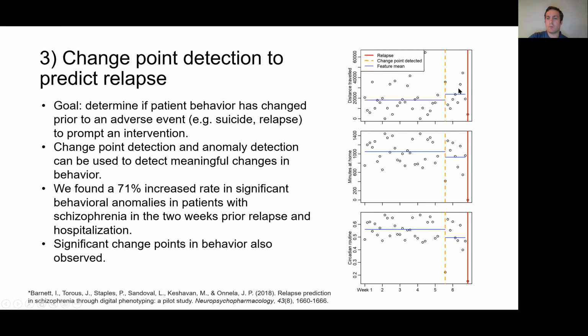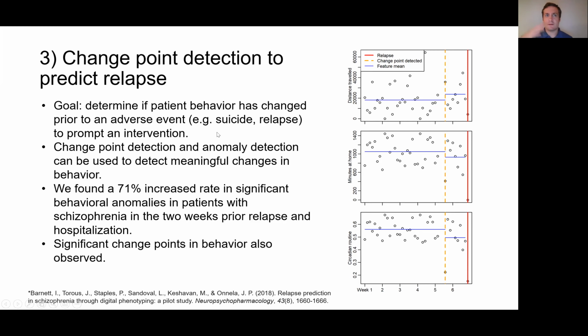I'll give an example here on the right. This is from one patient. These are 3 different digital phenotypes, but the vertical red line is when they were hospitalized. And this is actually in the 7th week of follow-up for them. And the vertical dotted orange line is when we detected there was a significant change point. So you can see, using only the data pre-hospitalization, we actually detected a significant change point about a week before.